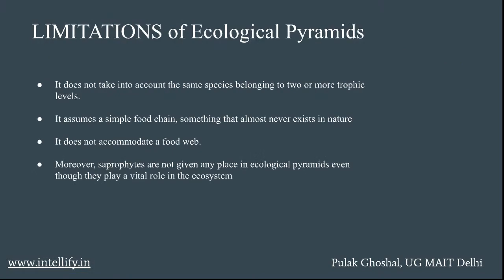Next are the limitations of ecological pyramids. First, it does not take into account the same species belonging to two or more trophic levels. So it is not accounted for omnivores, as omnivores can be present as a primary consumer as well as a secondary or tertiary consumer. It assumes a simple food chain, something that almost never exists in nature. In nature it always exists as a food web or complex food webs. It does not accommodate a food web, because it cannot show that much complexity in the diagram.